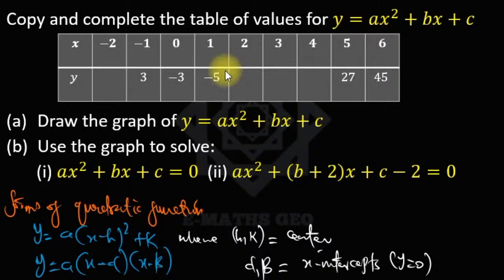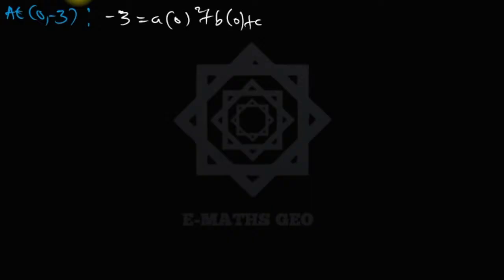So if we choose x equals 0, y is -3. You see that y is -3 and x is 0, so it will be faster to get one of the unknowns, which is c. So we now have that c is -3. We've gotten one of the unknowns.